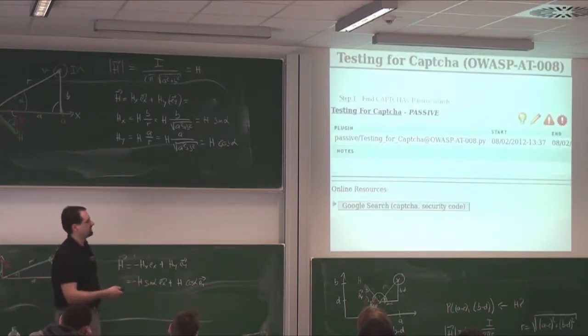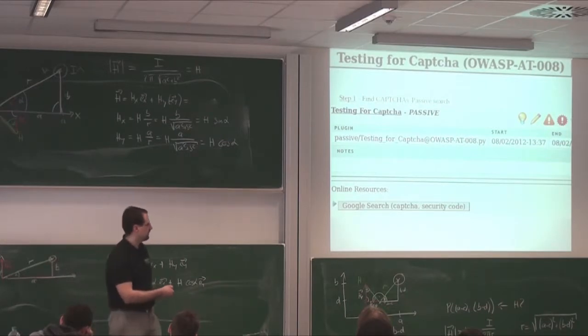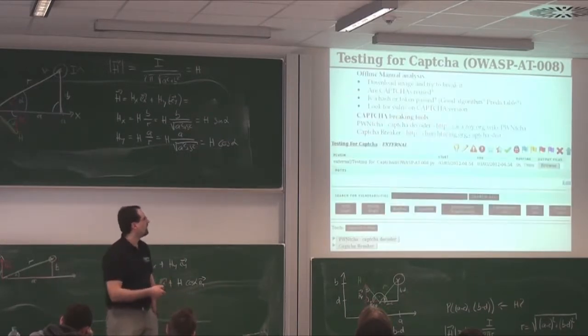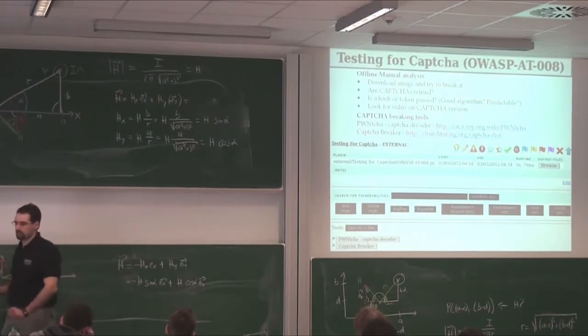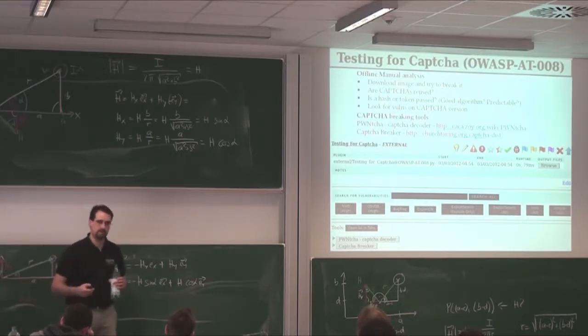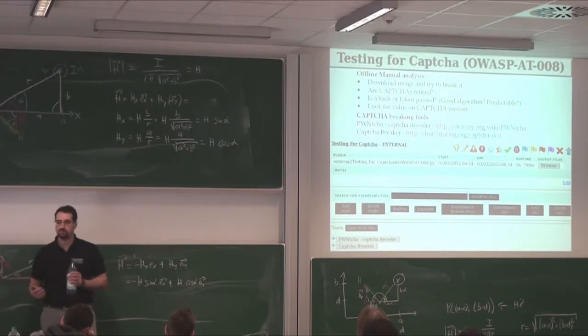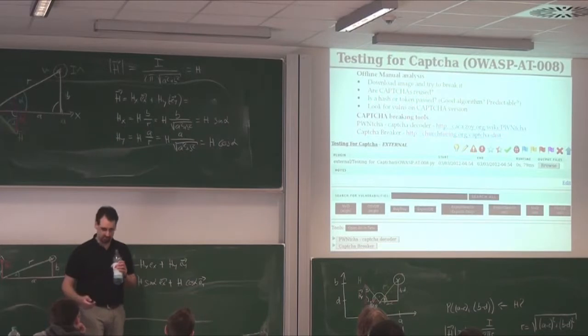For CAPTCHA, the first thing is to see if it's being used. So there's a Google search for that. And then you can, of course, try to break it offline. You can try to see if CAPTCHAs have been reused, if there's a hash or a token passed, and if you can identify a package that they are running for the CAPTCHA module, then maybe you can try to find vulnerabilities on it.